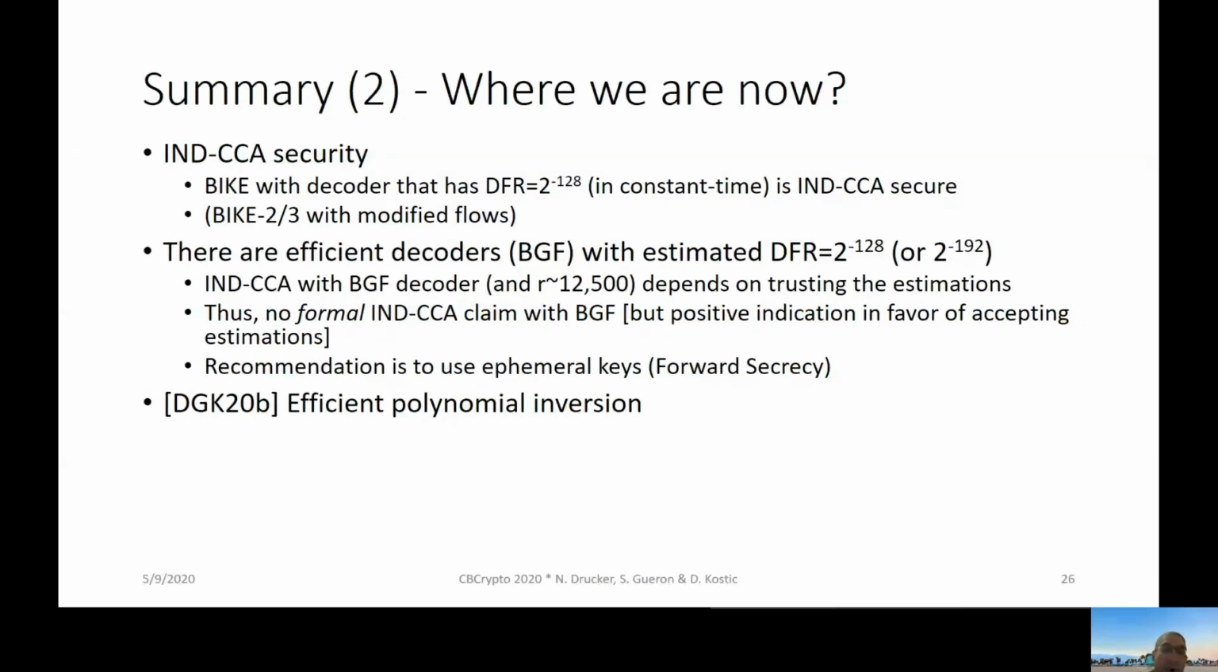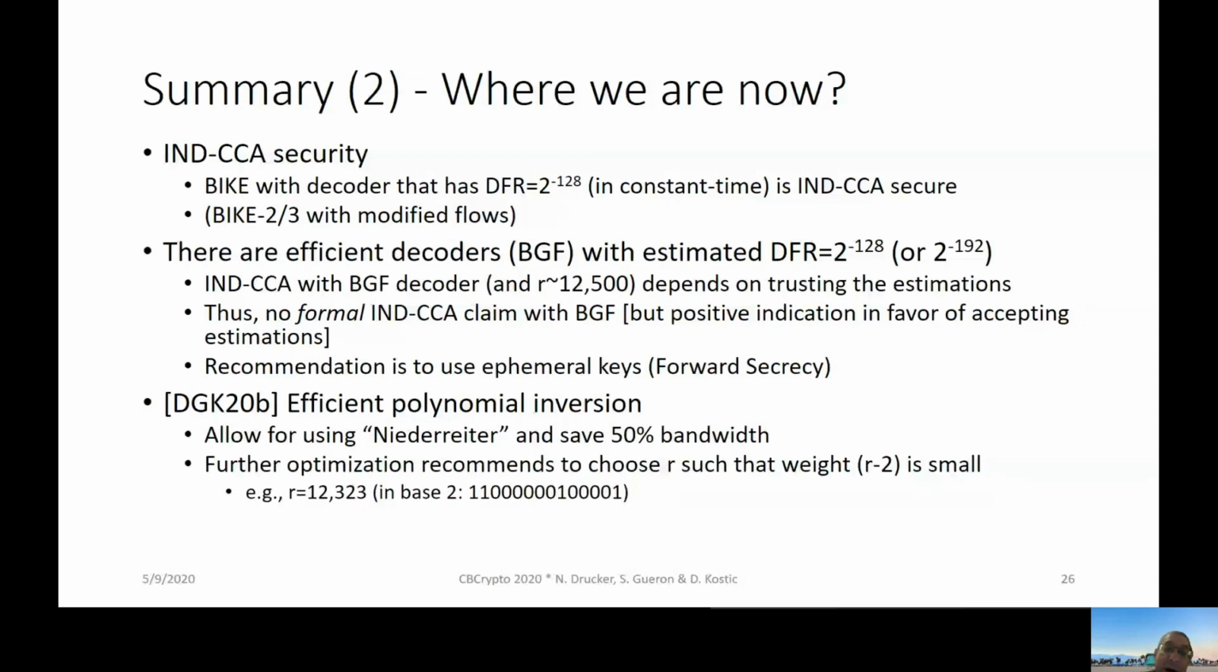Finally, a new thing was an efficient polynomial inversion that allows for using the Niederreiter framework and saves 50% of the bandwidth. Further optimization actually indicates that the R value needs to be not only prime and satisfy some irreducibility property, but it is also good if the weight of R minus 2 is small. For example, 12,323 in base 2, you can see that it has only a few set bits. So this is a further optimization that you want to pursue.